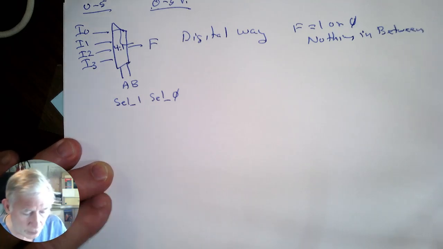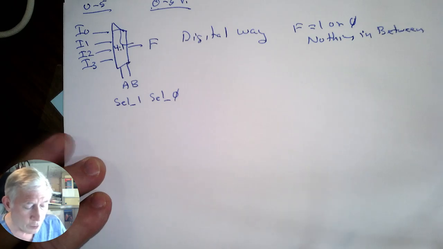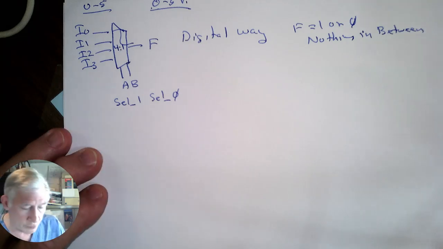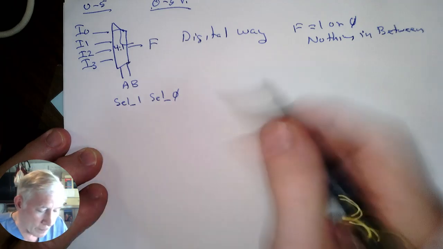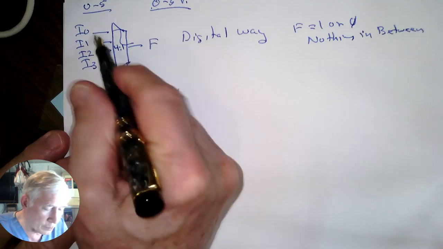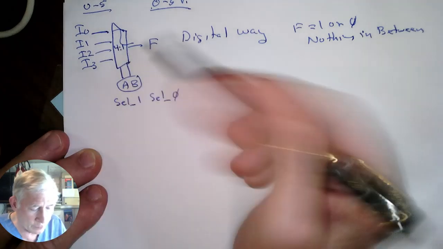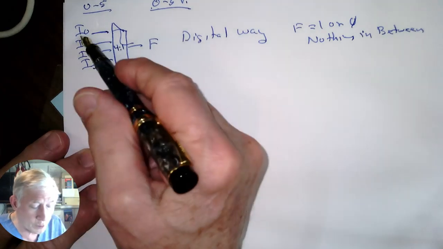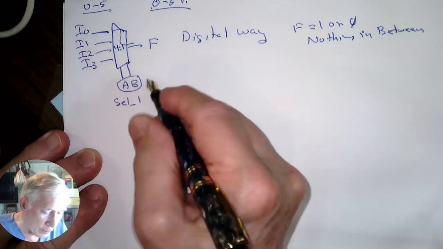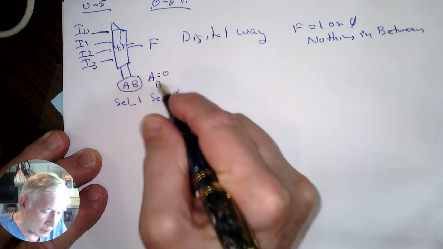Okay. So keep in mind, we're talking digital multiplexers for purposes of this course, not analog multiplexers, but they do exist. Okay, now, so these two control lines select one of these digital inputs to be connected to F. And if I is 1, F will be 1. If I is 0, F will be 0. In the case of A equals 0, B equals 0.